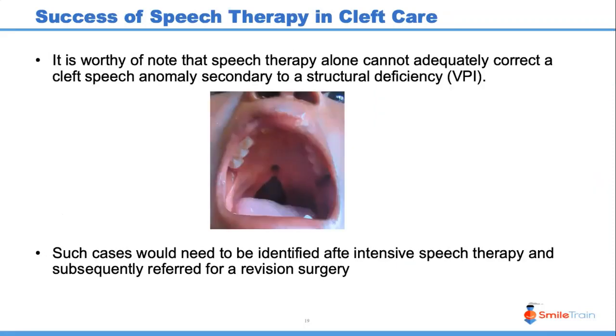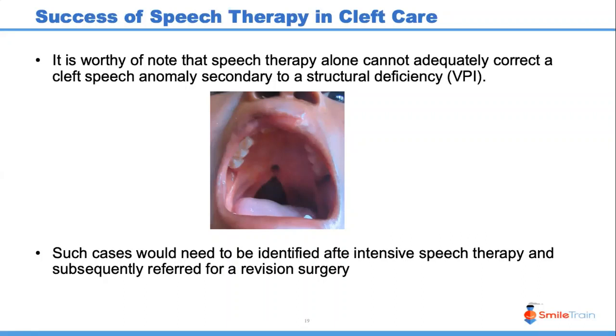Now, it is also worthy of note that speech therapy may not or cannot correct a secondary cleft defect that is due to a structural deficiency. That's what we call velopharyngeal insufficiency. Yes, such an individual should still undergo speech therapy intensively.